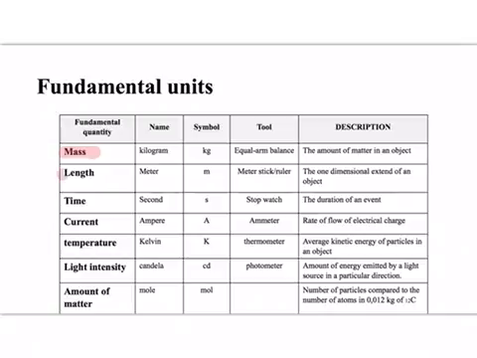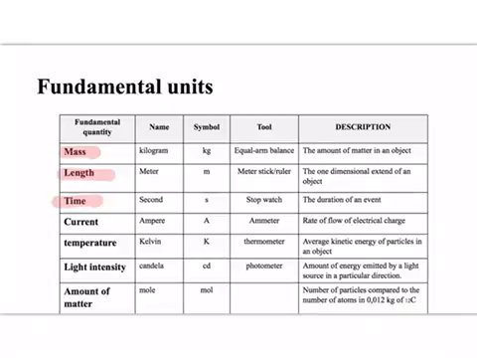The second one is the length. The unit of length is meter, the symbol small m. We use a meter stick or ruler to measure length, and it's the one-dimensional extent of an object. The third one is time. The unit of time is second. We use small s. We use a stopwatch or chronometer to measure time. It's the duration of an event.